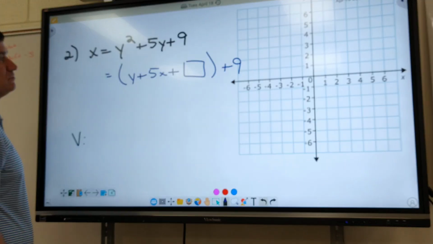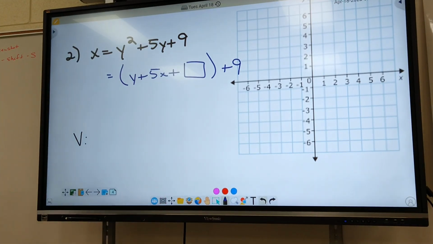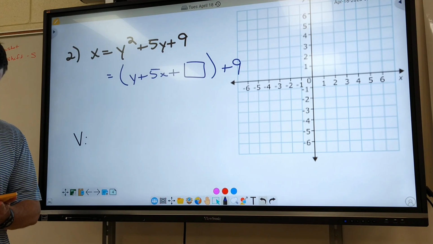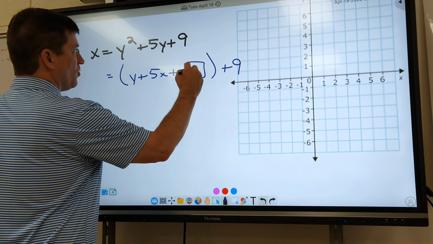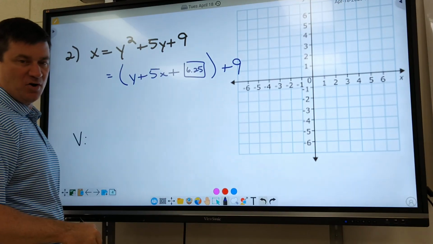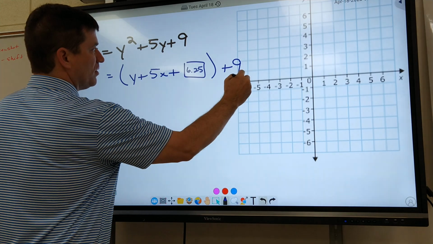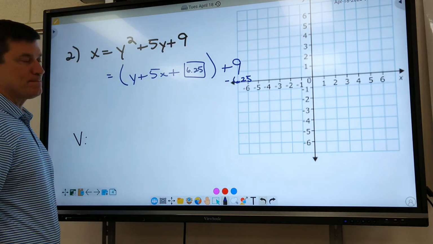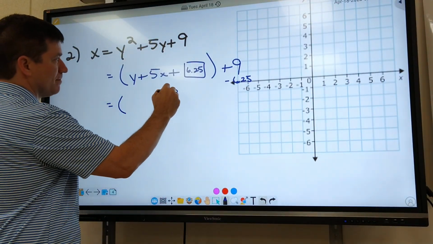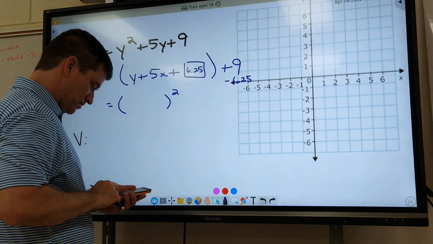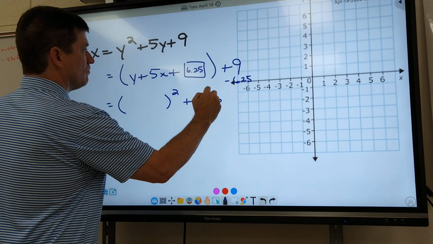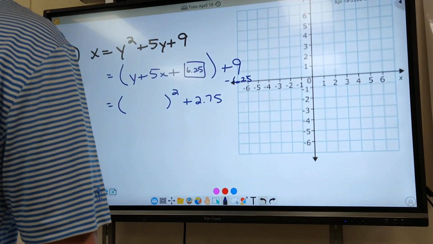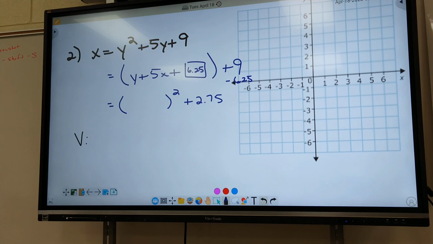Okay, on this problem, how do I figure out what goes in the box? What's half of 5? 2.5 squared is, I got a 6.25 here, so I got a negative 6.25 there. Everybody good? All right, do the next step and see if you can write down your vertex.